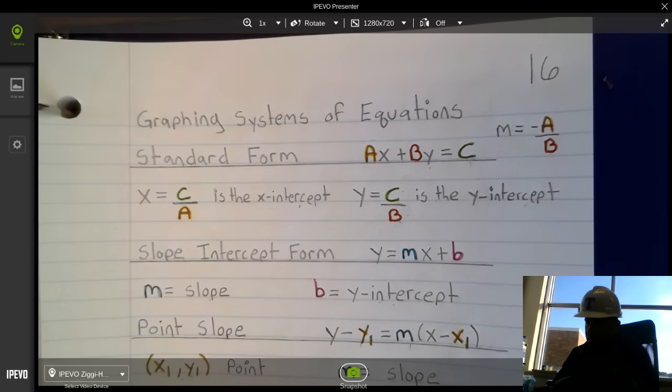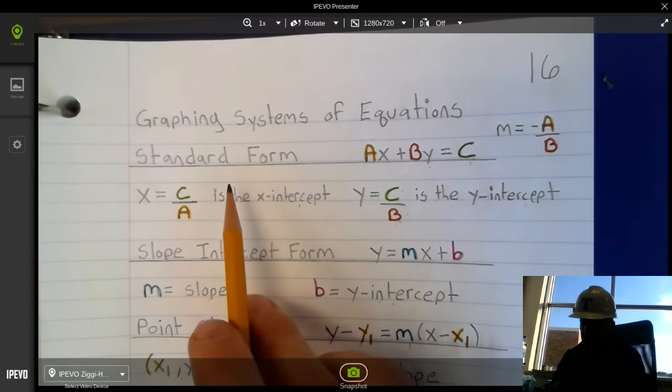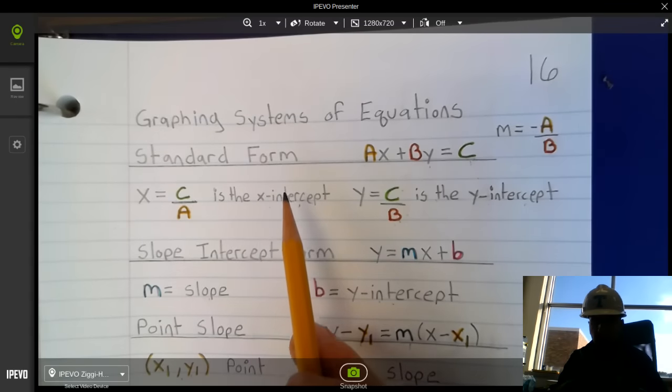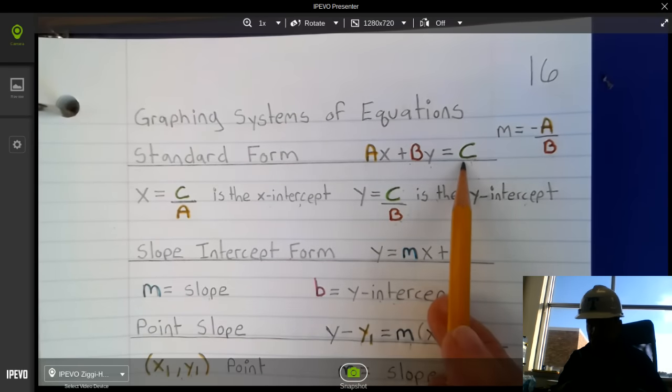So today we're looking at graphing systems of equations. Before we do that, we should probably review some of the forms of equations. The first one is standard form. Standard form is ax plus by equals c.